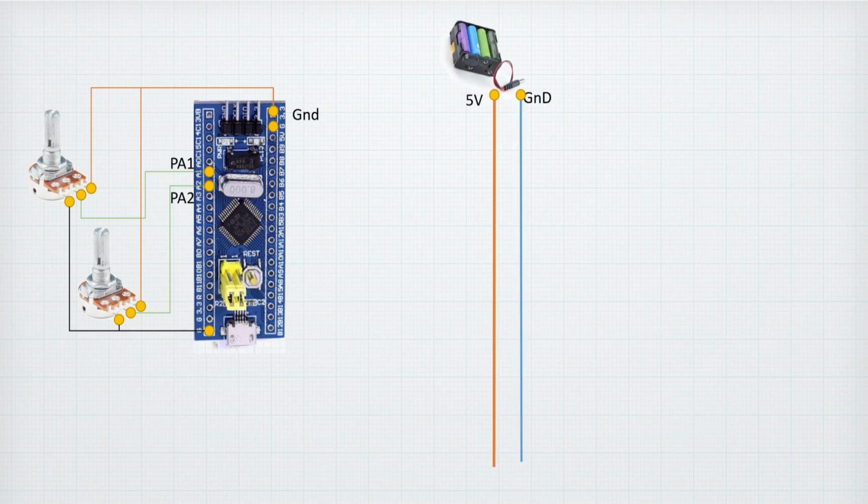And then we will have our battery delivering around 5 volt and the ground. And there's a very important step that you must do. You have to connect the STM32F1 ground to the battery's ground. This is an extremely important step, and be careful about the wiring.